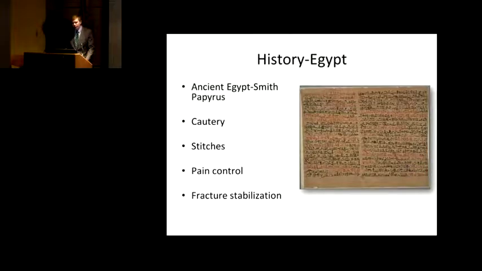As we move forward to ancient Egypt, different historical findings show that the ancient Egyptians were fairly adept at using different types of therapies for wounds. They would actually use thorns or stitches for different types of wounds. They used cautery for wound control and hemorrhage control. They would use opium from poppies for pain control and actually had a system for fracture stabilization as well.